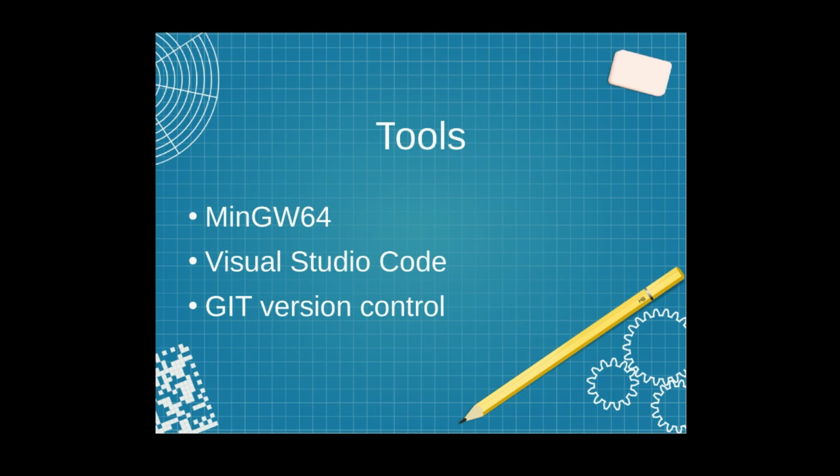So, a rehash: in the last video, we discussed the following tool sets: MinGW-w64, Visual Studio Code, and Git version control. Why do we discuss these tools? We'll be using these to develop C programs that we can compile on our machine, run, test, and track changes with.